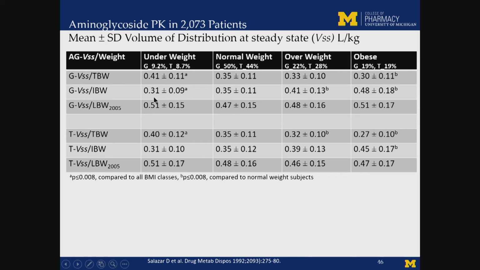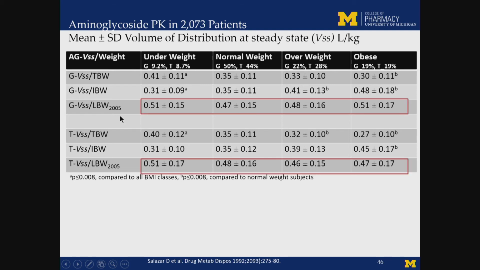If you were to use ideal body weight, you see the opposite phenomenon. And again, this is because ideal body weight is a function of height and not weight. Instead, if you were to use the equation that I mentioned, the lean body weight 2005 equation, what you get is similar estimates of volume of distribution across the body weight distribution.